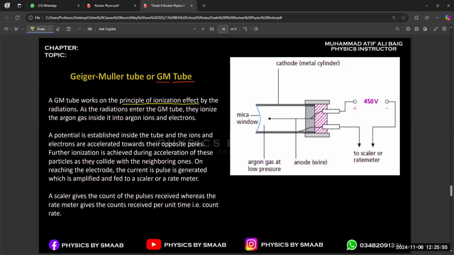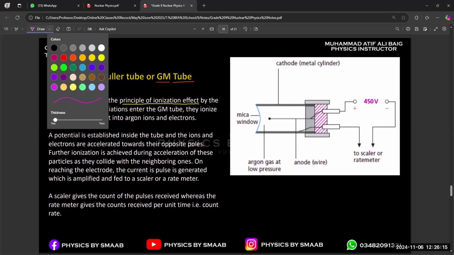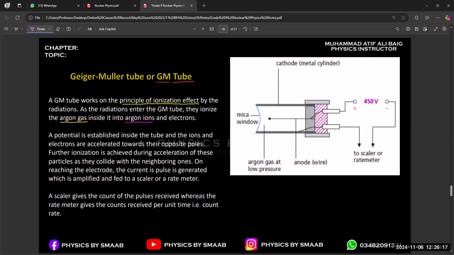Okay. And as the radiation enters the tube, it ionizes the argon gas inside it into argon ions and electrons. So basically there is argon gas, and when the radiation enters into the tube, it converts that gas into argon ions and electrons. Because you know about the ionization process, ionization is to lose electrons or to gain electrons. Okay, so this is the process of ionization depending upon the material.